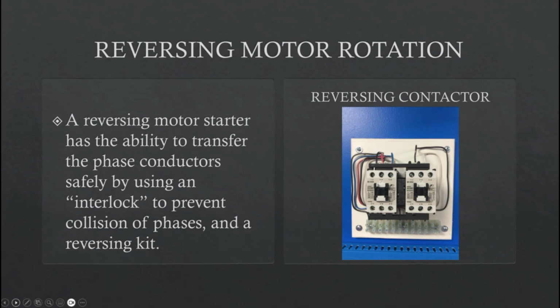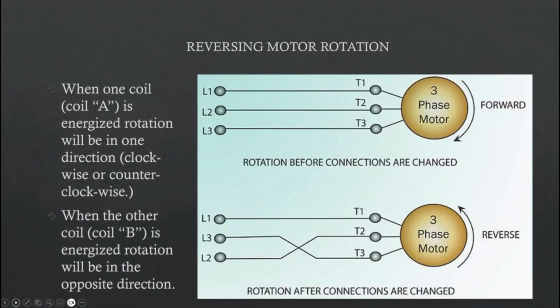A reversing motor starter has the ability to transfer the phase conductor safely by using an interlock to prevent collision of phases and a reversing kit. When one coil, A, is energized, rotation will be in one direction, clockwise or counterclockwise. When the other coil, B, is energized, rotation will be in the opposite direction.